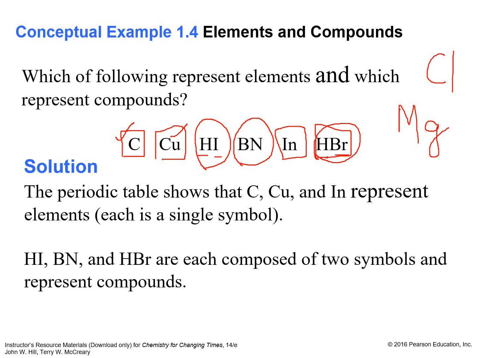Okay, so the solution is here. We already went over the problem. So HI, BN and HBr are composed of two symbols, so that's why they're representing the compound. Carbon, copper and indium are representing a single element.